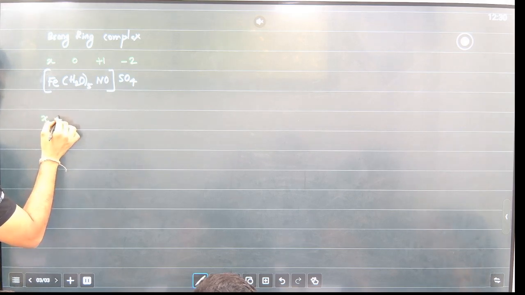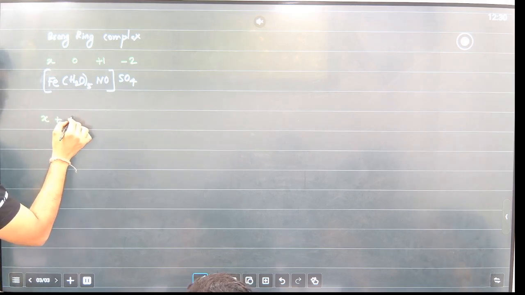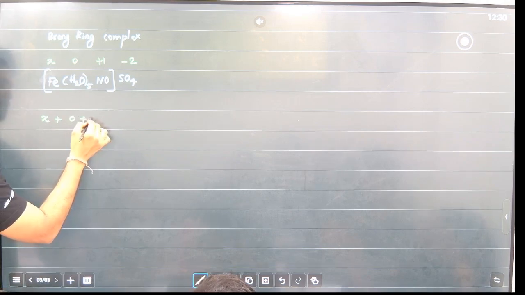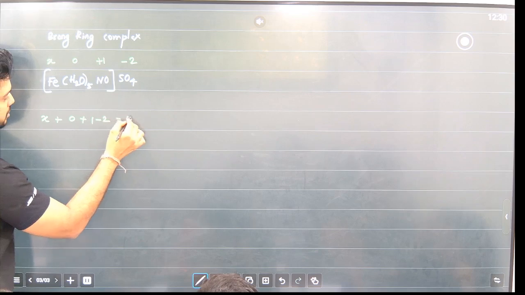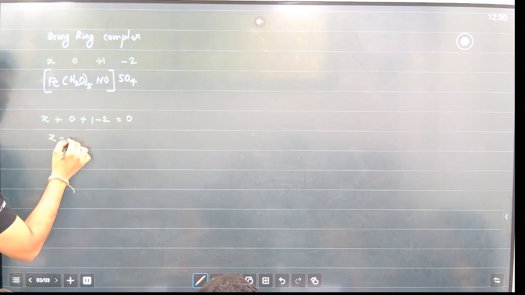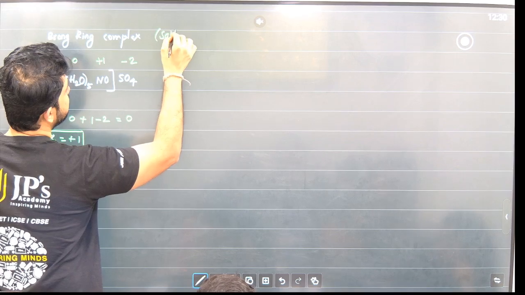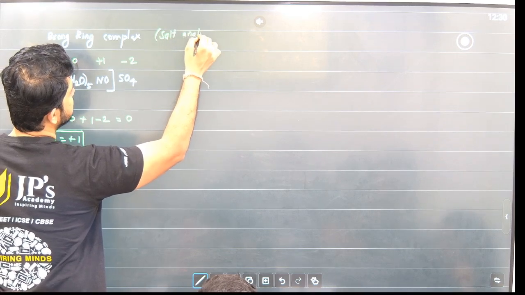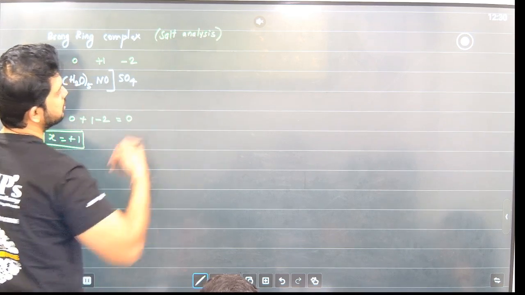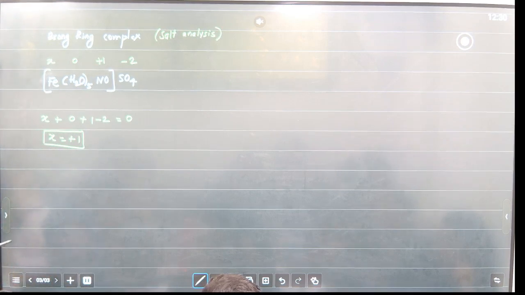X plus 0 plus 1 minus 2 is equal to 0. X is plus 1. We will talk more about this when we do salt analysis. But you have to remember this one.